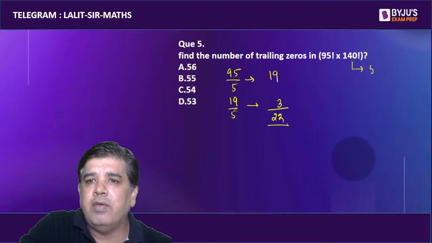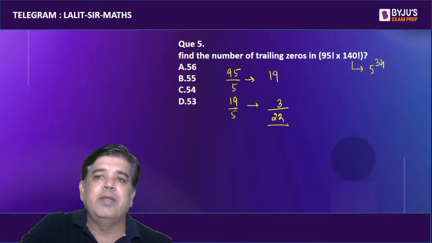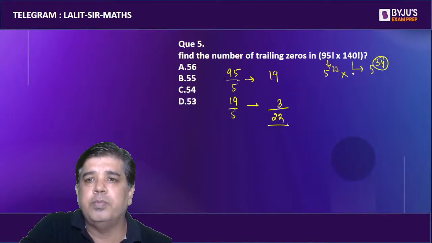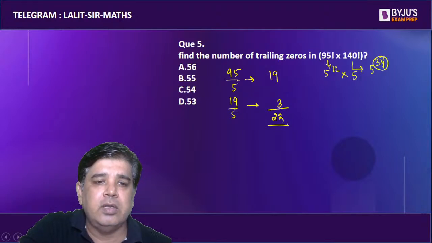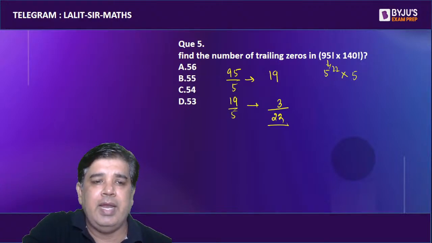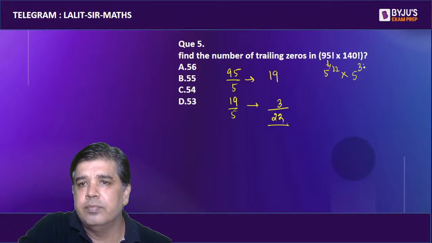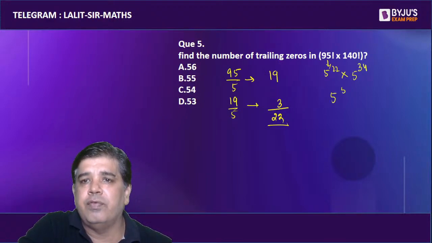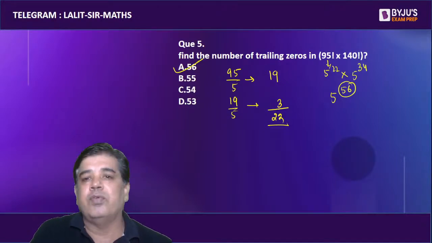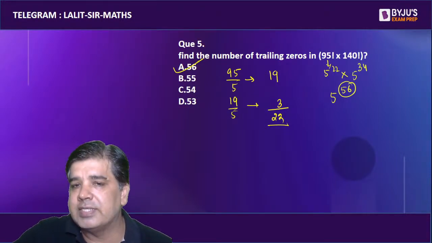In 140 we have 5 raised to power 34, right? And in this we have 5 raised to power 22, right? So 5 raised to power 22 and 5 raised to power 34. Again in a product the powers get added. So we add 22 to 34, right? 5 raised to power 56. So the total number of 5s is 56, and the total number of trailing zeros is also 56.